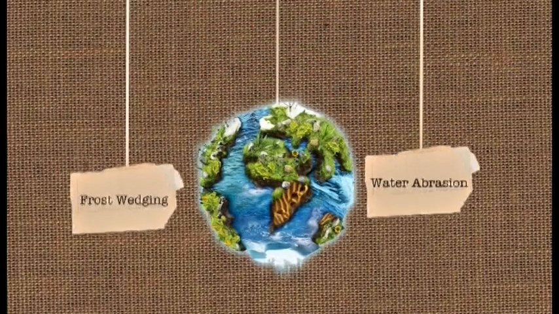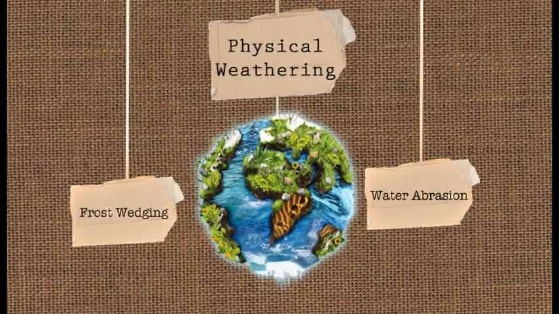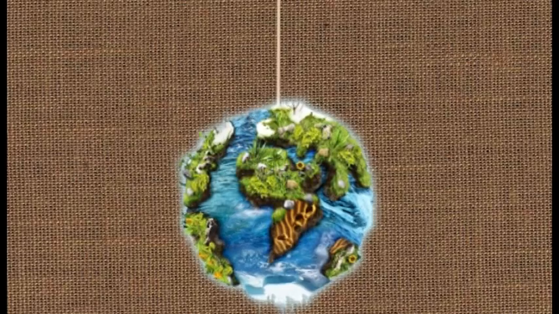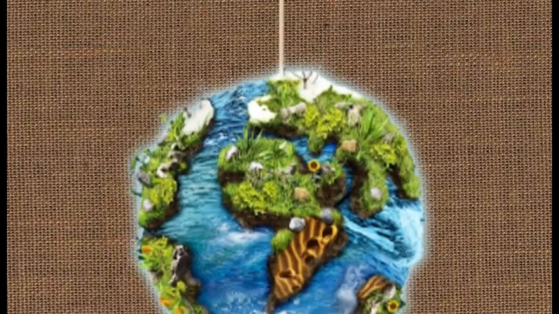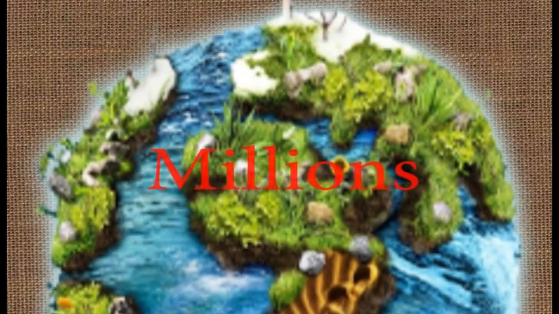So now you understand that frost wedging and abrasion are two types of physical weathering caused by water that change the Earth's surface. Just remember that in nature, the breaking down of rock and surrounding soil can take hundreds, thousands, or sometimes millions of years.